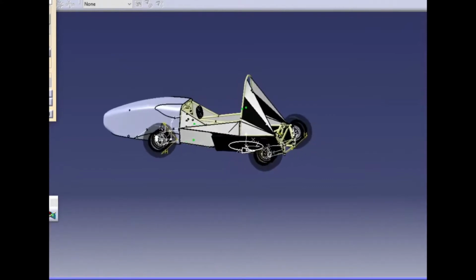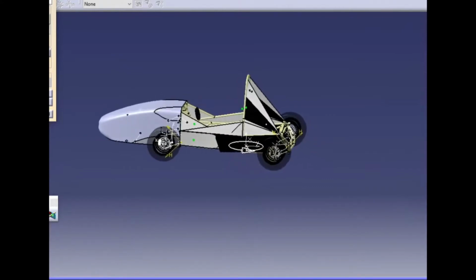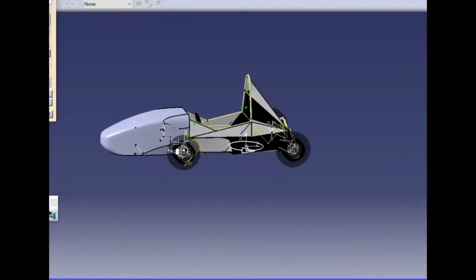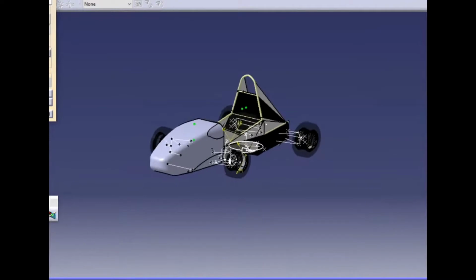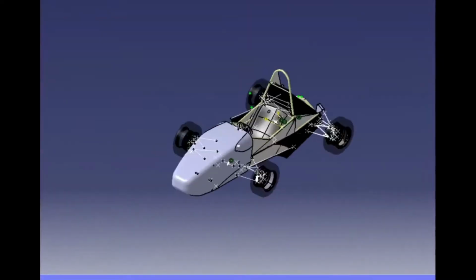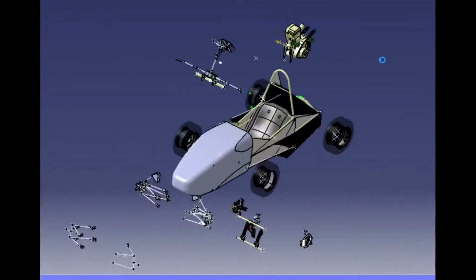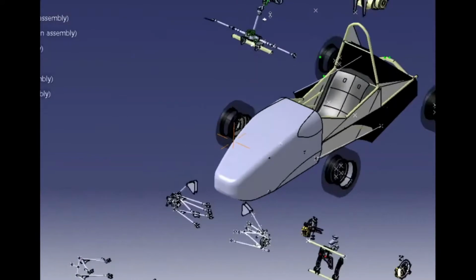Now, on your screen, you can see a vehicle. To design a vehicle, we need some subsystems. Those are steering, transmission, suspension, brakes, and roll cage or chassis. These subsystems play a vital role in designing a vehicle. Let us now see how to design each and every subsystem in more detail.